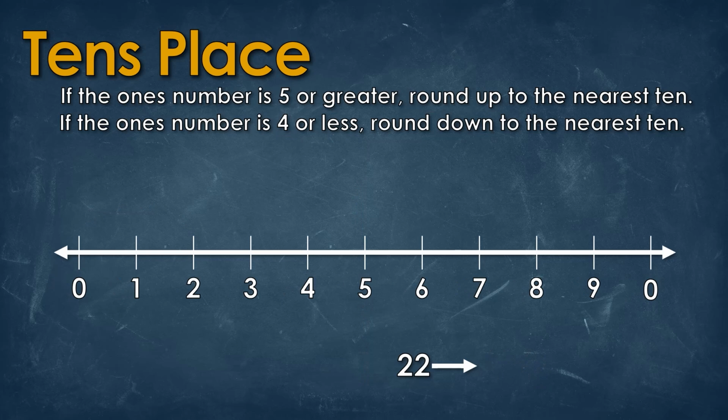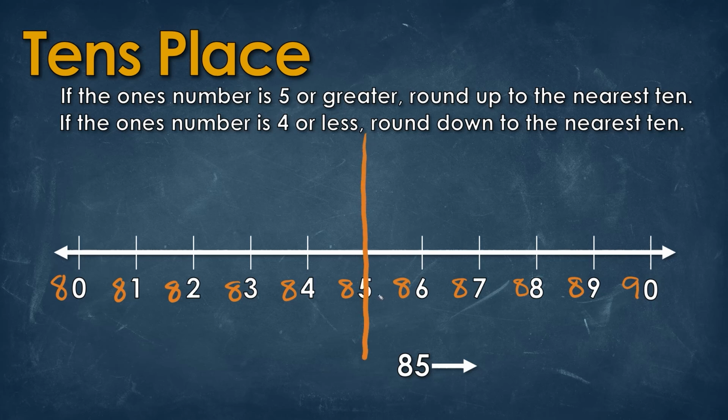Okay, let's try another example. Okay, what if we have 85? Okay, well, let's make our number line. We would go from 80, 81, 82, 83, 84, 85, 86, 87, 88, 89, and 90. And I know we always put it in the middle, which is going to be where the ones value is a 5. Oh, well, that's interesting. It's right in the middle. We have 85. Okay, what do we do here? We know it's going to be right here.